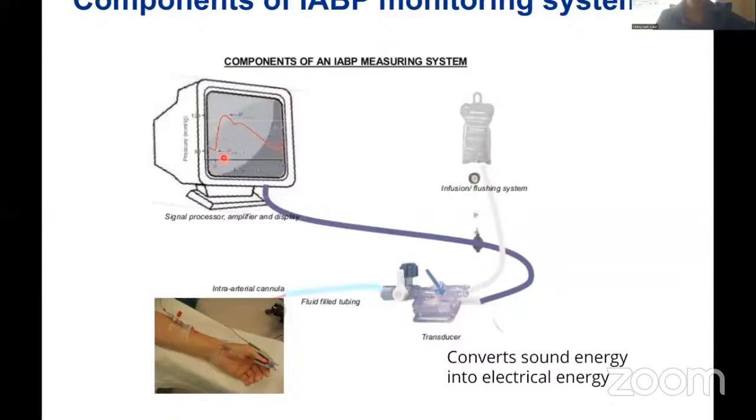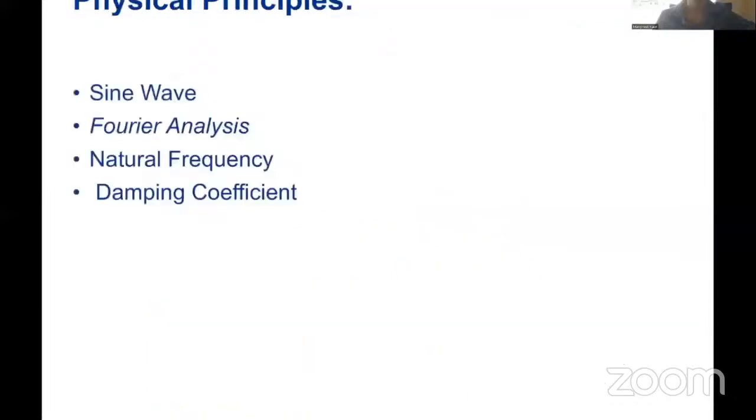The arterial pressure wave transmits through the fluid column and vibrates the diaphragm of this transducer, which converts it to an electrical signal to be displayed on the monitor. It's based upon four principles: the sine wave, Fourier analysis, natural frequency, and damping coefficient.